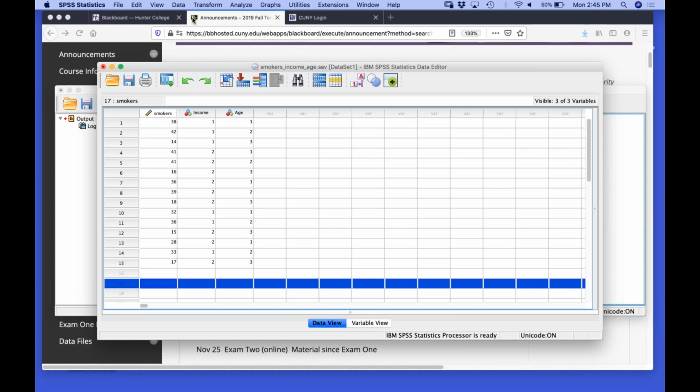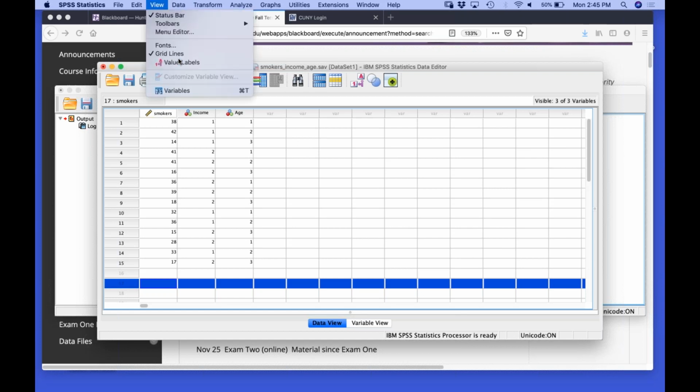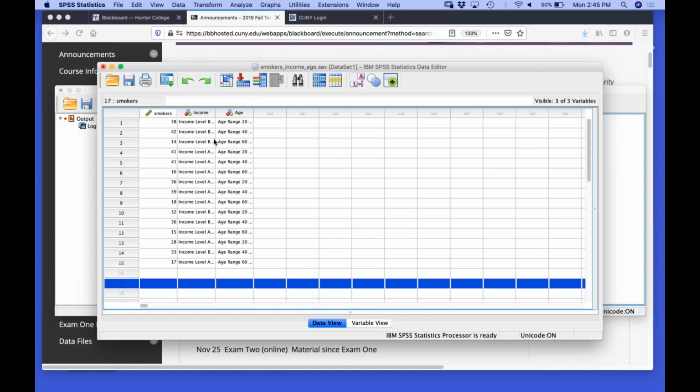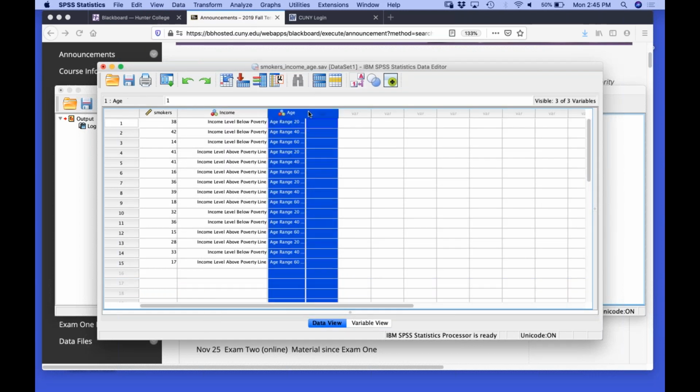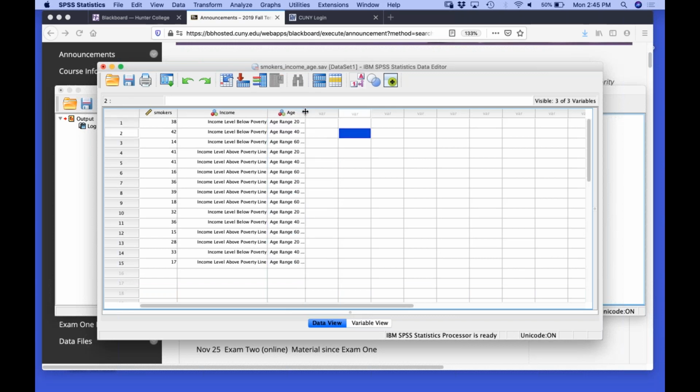But at any rate, you can see these value labels and what these represent. Right, some of these people are below the poverty level, above the poverty level, and there are the different age ranges, and so on and so forth.